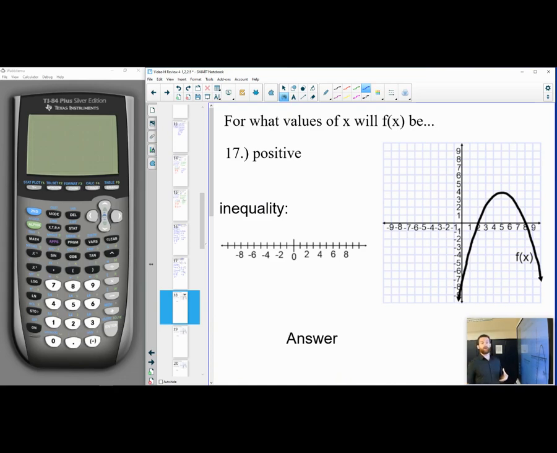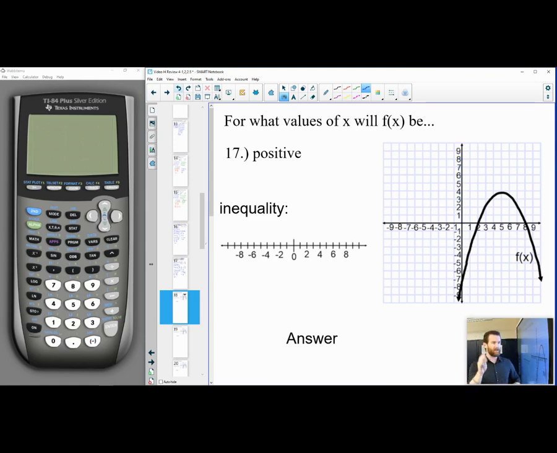Okay, now big gear shift here. So it says, for what values of x will f of x be positive? This is number 17. So these ones, it's still algebra, but it's very conceptual. It's very visual. At least that's the way I think of it. So we're looking for when f of x, when the y values, when the range values will be positive. Well, the positive y values are all here, and the negative y values are all down there. So essentially, positive means when are we above the x-axis? That's where all the positive y values are.